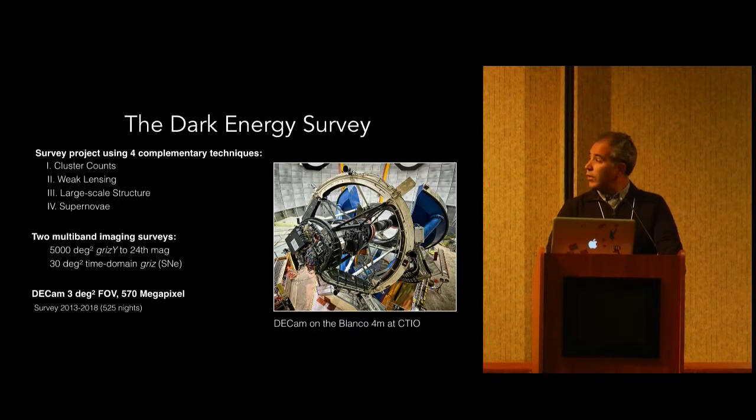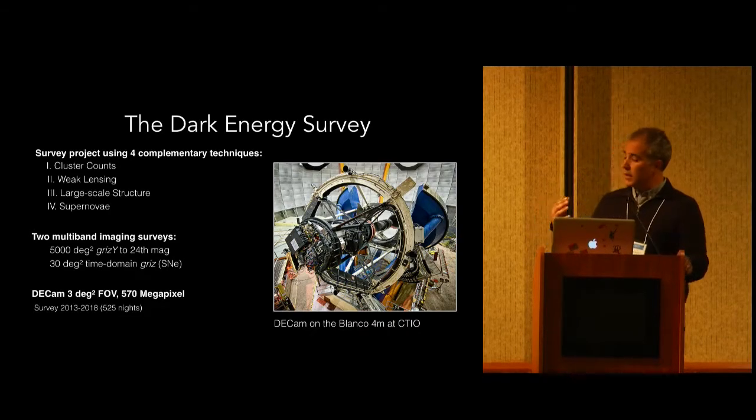And the idea of this survey is that it's actually going to try to use 4 fundamental probes of cosmology to understand and figure this out. One of them is cluster counts, which is the growth of structure. The other one is weak lensing, which is making a map of the distribution of matter in the universe. The other one is large-scale structure, and the other one is supernovae, which is measuring the expansion of the universe.